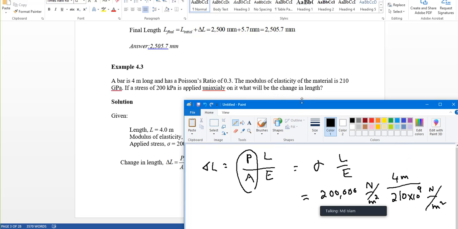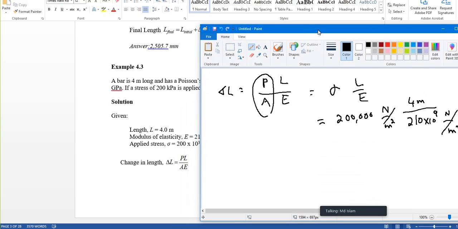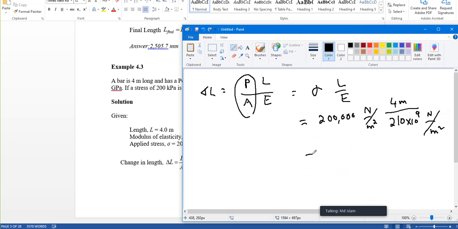What will be the change in length? Yes, then we do not need Poisson ratio. Whatever you get here is in meter. Calculate it. Then our final length will be initial plus delta L.